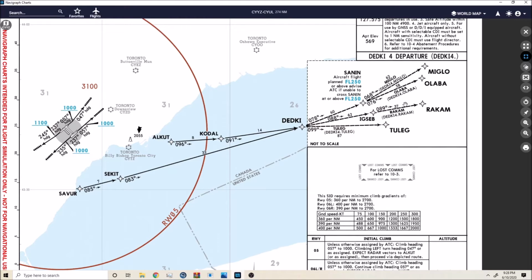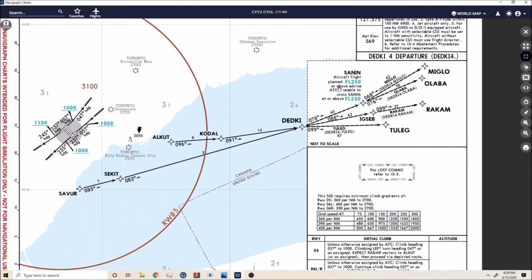So these are your transitions. In our flight plan, if you remember, we were DEDKI 4, MIGLO transition to HABS. So the DEDKI 4, MIGLO transition is here. And as you can see, it also gives us an additional waypoint, which is SANN. So we're going to go DEDKI to SANN. It says cross SANN at or above 250. So in your FMC, make sure SANN is set to 250 or higher.